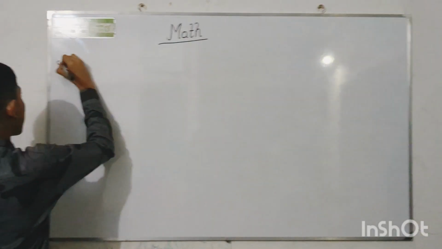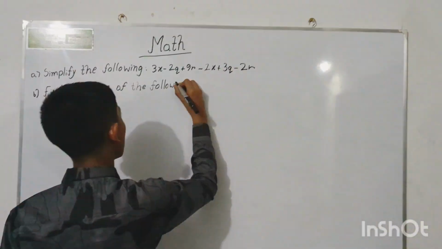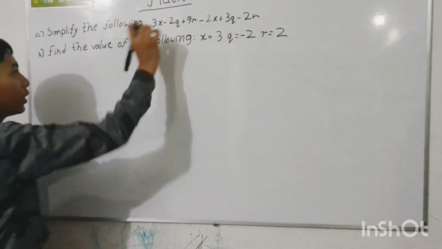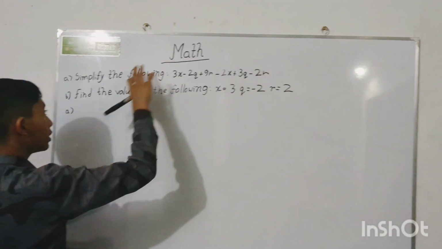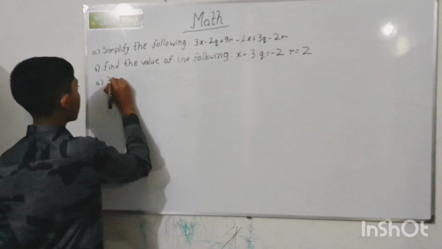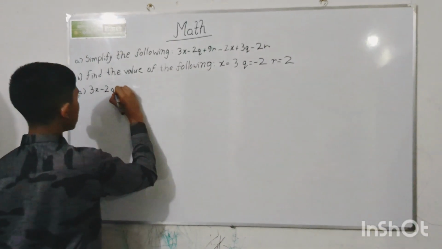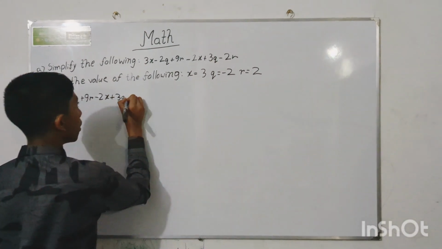This math has two parts. I'm writing the two parts. Now, at first I'll simplify this math. I taught you how to simplify, but now I'm showing you again. This is part A and this is part B. I'm writing the question at first: 3x minus 2q plus 9r minus 2x plus 3q minus 2r.